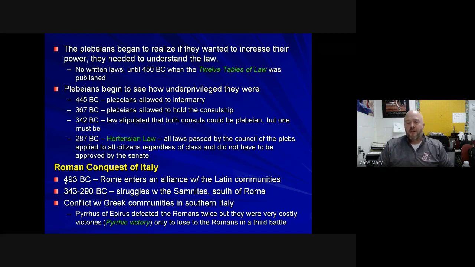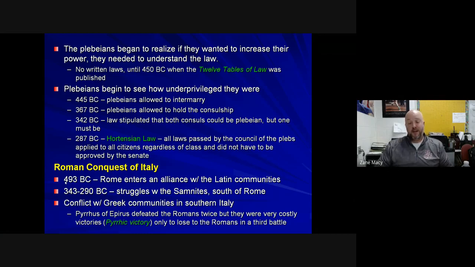The next significant event in terms of the growth of the Republic would be in 343, and then run for several decades, all the way up until 290 BC. Continuous struggles with the Samnites south of the Roman Republic. The Romans would push into a region to the south, and the Samnites would retaliate and drive the Romans out. Or if the Romans make a gain in one area, the Samnites would push north and seize some other Roman territory, and then the Romans would end up having to take that territory back.